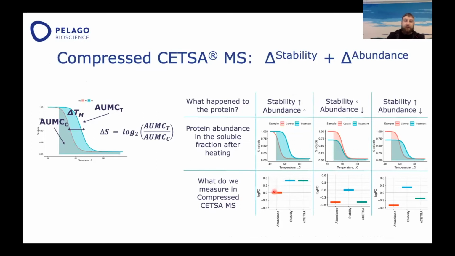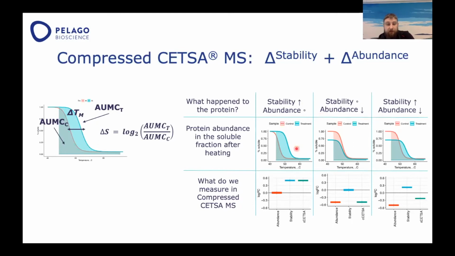So in this method, which we call compressed CETSA MS, the value we measure is not only a change in protein stability, but rather a combination of change in protein stability and change in protein abundance in the soluble fraction. And this gives us an extra dimension in our experiment to explore. Although we used to keep the incubation time short in CETSA MS experiments, there are still some events which might affect the level of the protein in a sample within the incubation time.